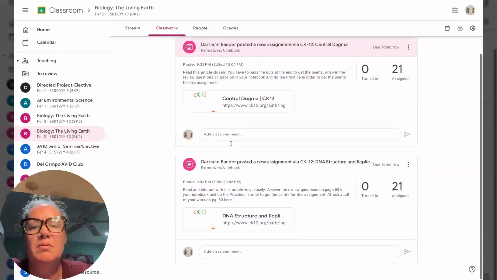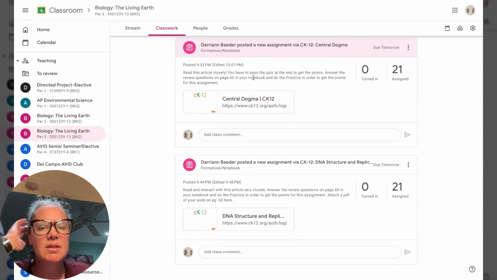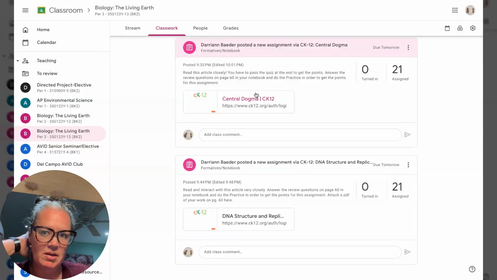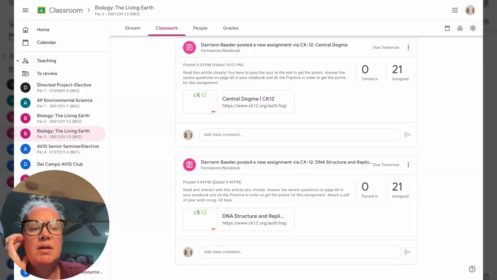There we go. You can see, I want you to read the article closely. There's a quiz at the end. There are some questions that you have to answer. And then I know that there's some practice that needs to happen as well.